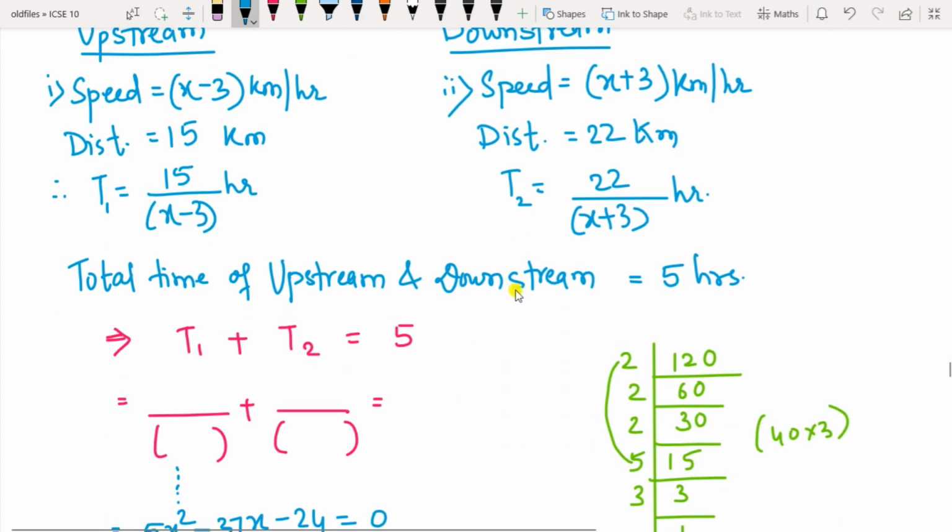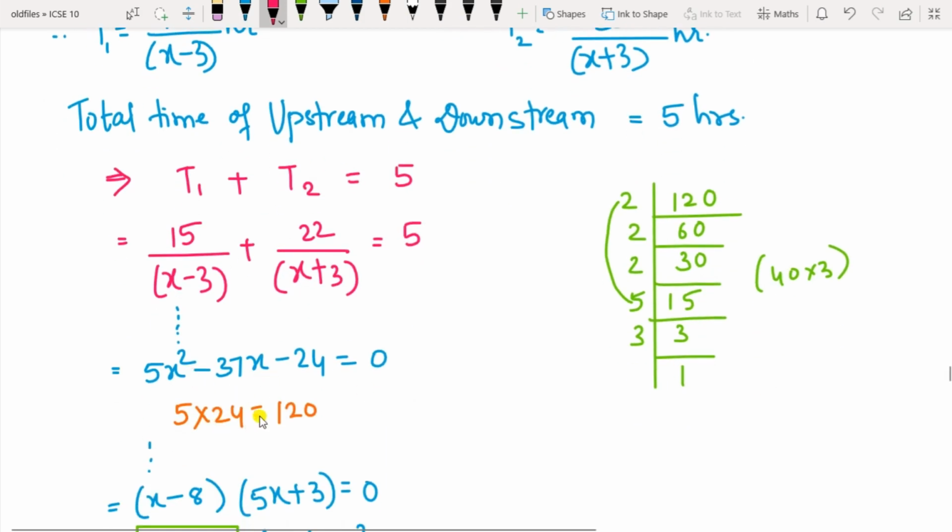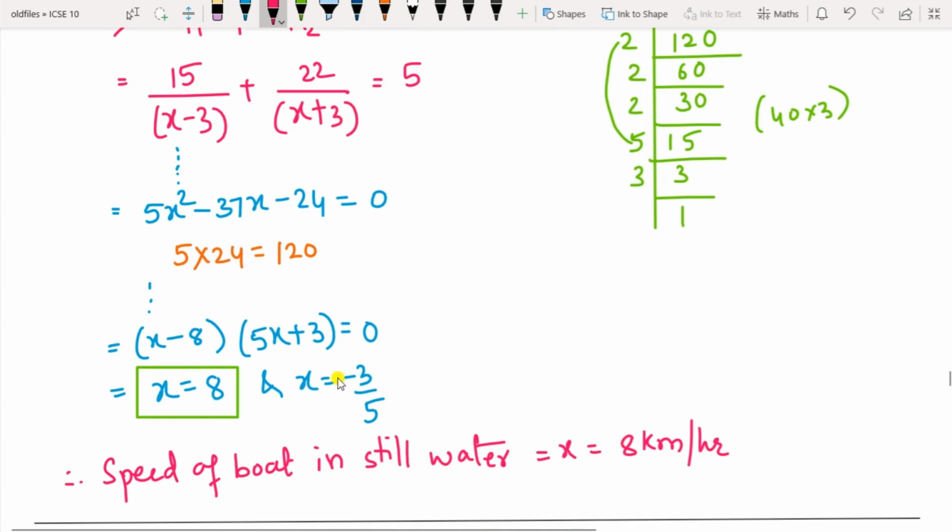Total time taken for the upstream and downstream is 5 hours. So here total time t1 plus t2 is 5. So this will be 15 upon x minus 3 plus 22 upon x plus 3 equal to 5. So cross multiply, this is your quadratic equation and these are the factors. So x equal to 8 and x equal to minus 3 by 5. So speed is positive, therefore the speed of the boat in still water, that is the x value we needed to find, is 8 kilometers per hour.